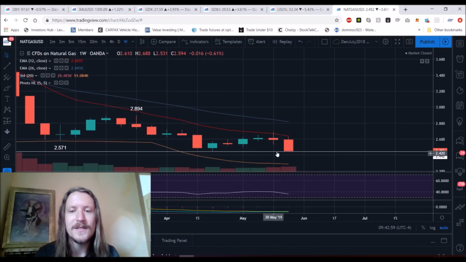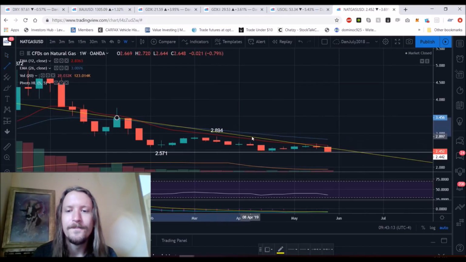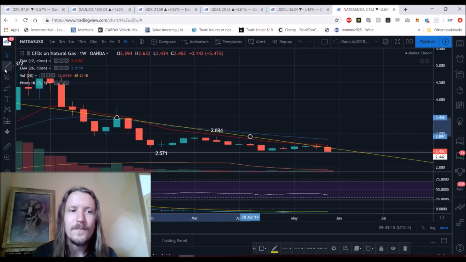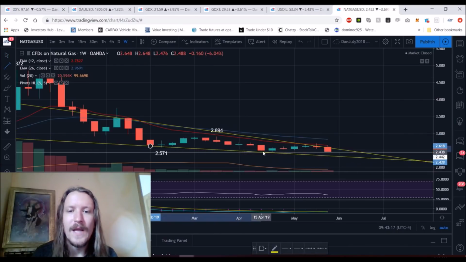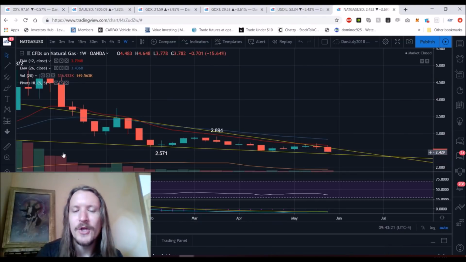If that level breaks, and actually it did, so that level broke and we have a lower low now. This is the kind of scenario on the weekly time frame where I'm going to start watching for that declining wedge pattern, descending wedge. So let's draw that out real quick and see what that would look like. And of course, we haven't found support yet, so we could drop lower and that could negate this pattern.